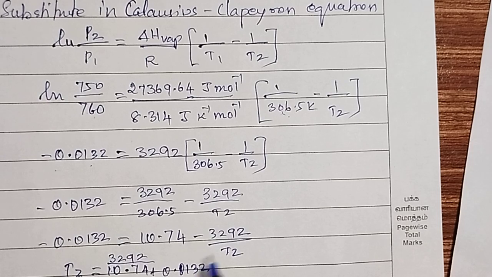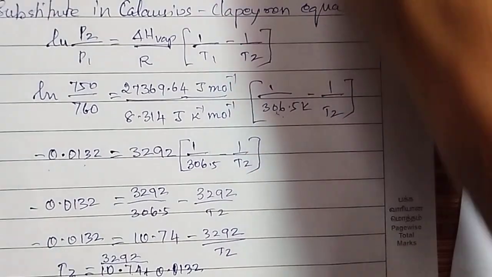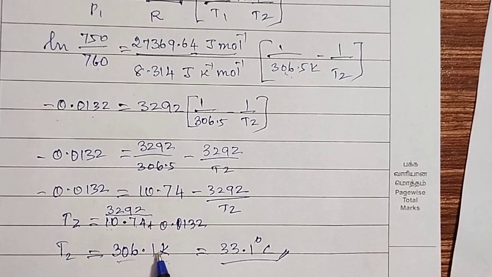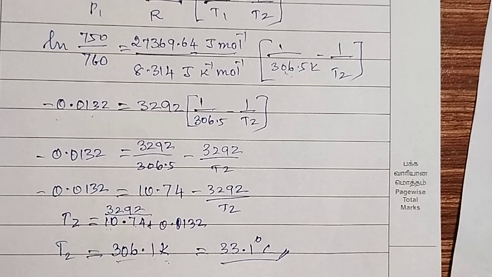On modification, T2 is 3292 divided by 10.74 plus 0.0132, which becomes 10.7532. So 3292 divided by 10.7532, you will get 306.1 Kelvin. If you convert that, if you subtract 273, you will get 33.1. So this value becomes 306.1 Kelvin, and converting it into the Celsius scale, it is 33.1 degrees Celsius. And these are the applications of the Clausius Clapeyron equation. We shall meet in another class. Thank you.